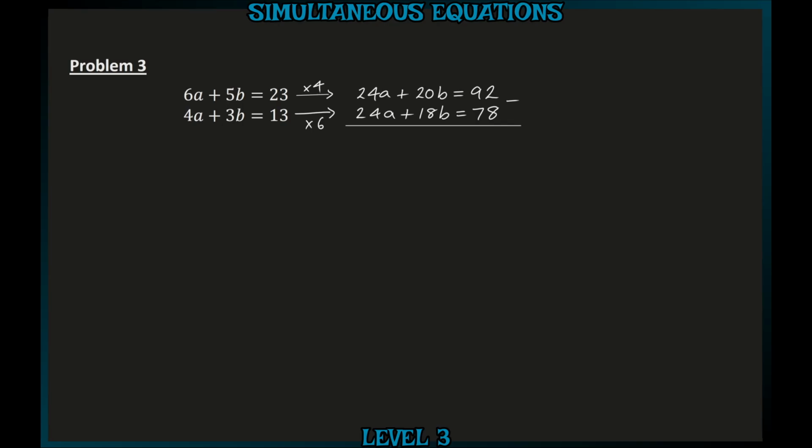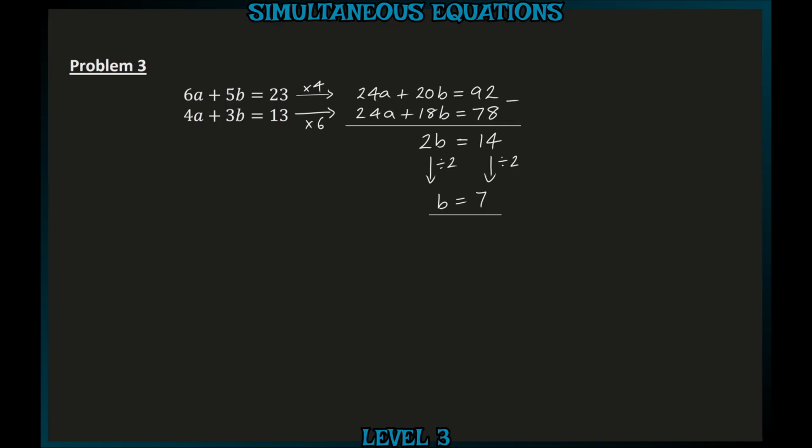So we know that the a's cancel out. Moving on to the b's, 20b minus 18b gives us 2b, and on the right, 92 minus 78 gives us 14. We can now solve this equation by dividing both sides by 2, and on the left, the times 2 and the divide by 2 cancel out to leave us with b, and on the right, 14 divided by 2 is 7, so b equals 7 is the first part of our solution.